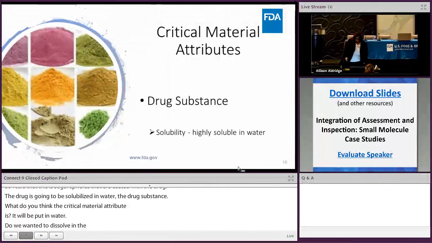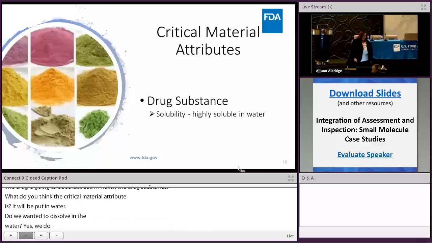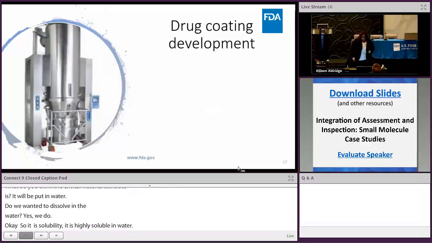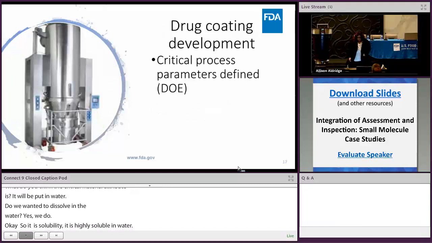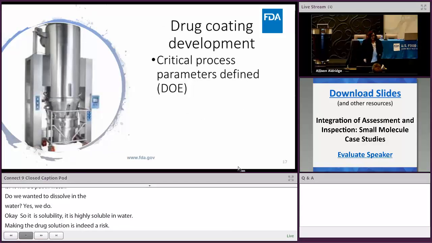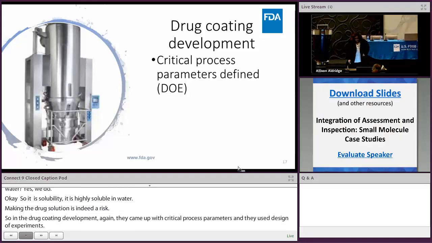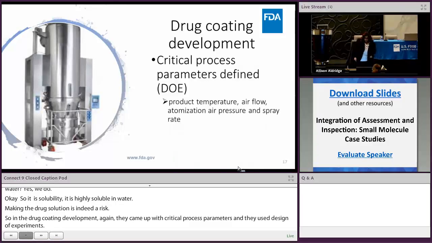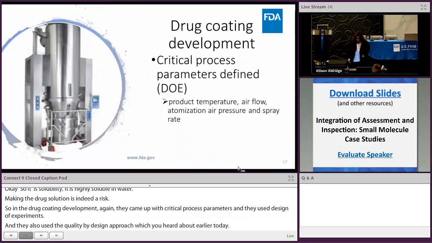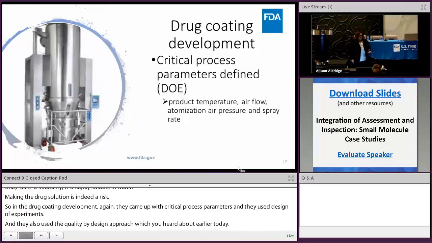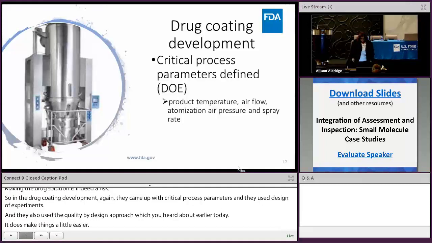So it's the solubility, and it's highly soluble in water. So making the drug solution is indeed low risk. So in the drug coating development, again, they came up with their critical process parameters, and they used design of experiments. And they also used the quality by design approach, which you've heard from earlier today. It does make things a little easier. And so we're looking at product temperature, airflow, atomization air pressure, and spray rate. Those are the critical parameters that they looked at during their DOE.